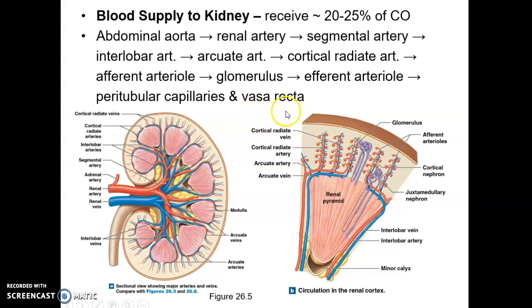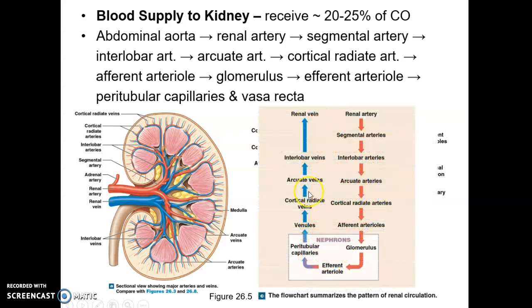And then the vasa recta, which are capillaries that wrap around the nephron loop or loop of Henle. And we'll see those in more detail coming up here in a few seconds.